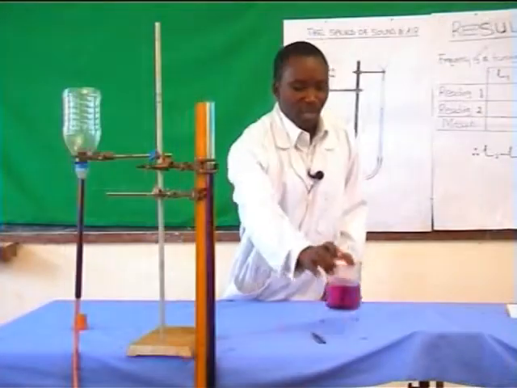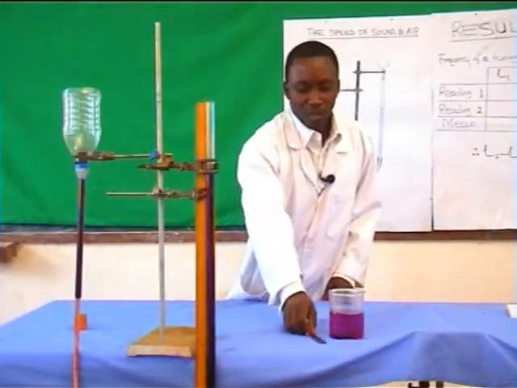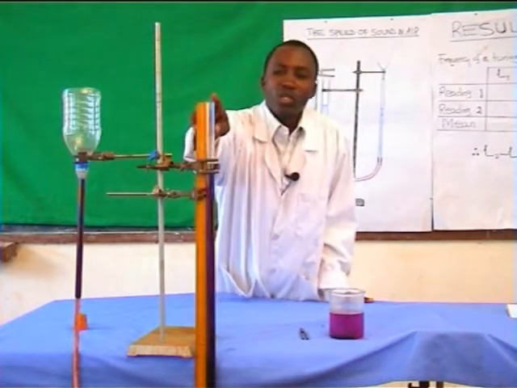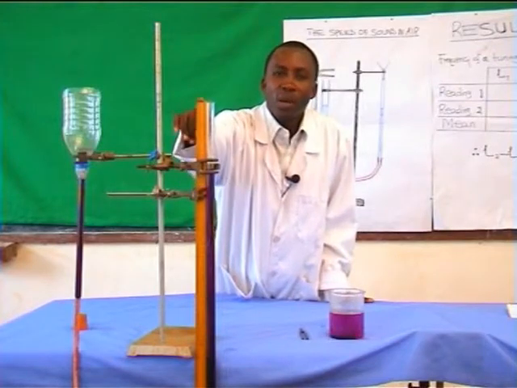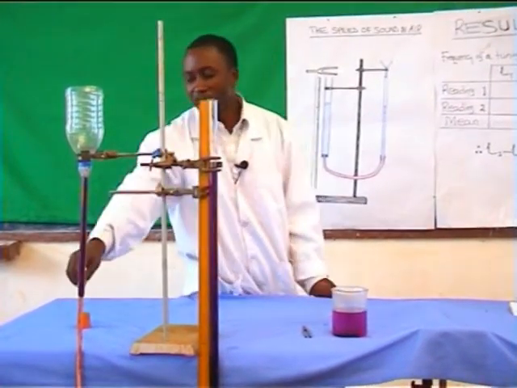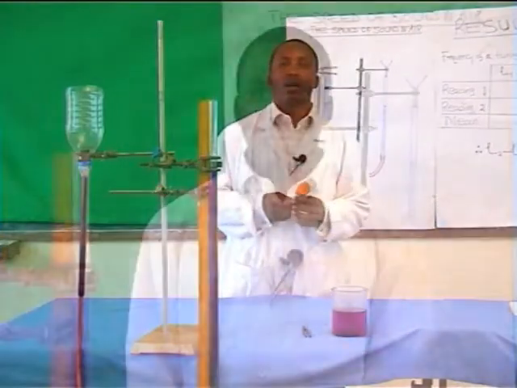Requirements: colored water, tuning fork, resonance tube, a ruler, retort stand, and rubber band.